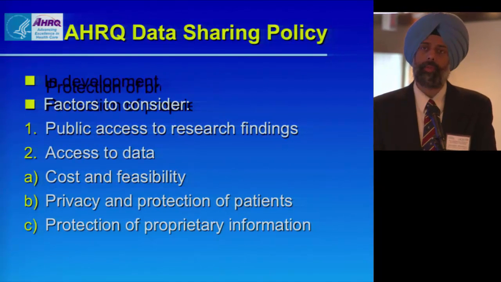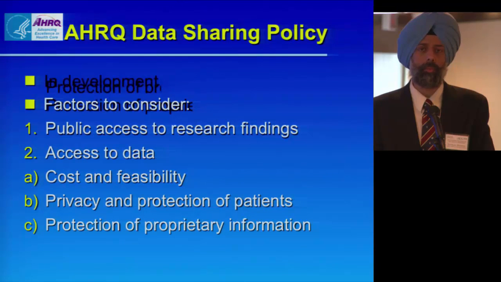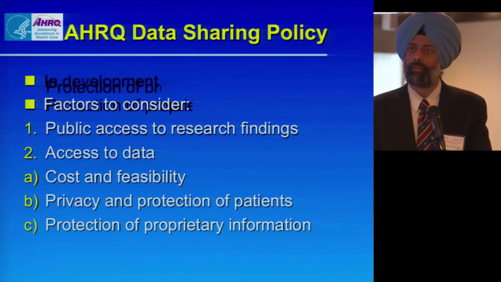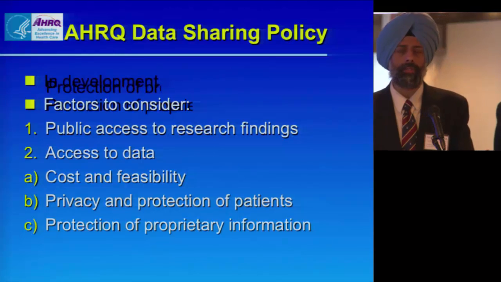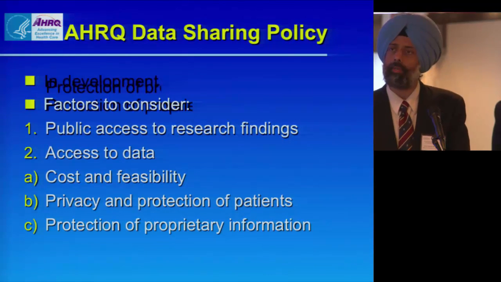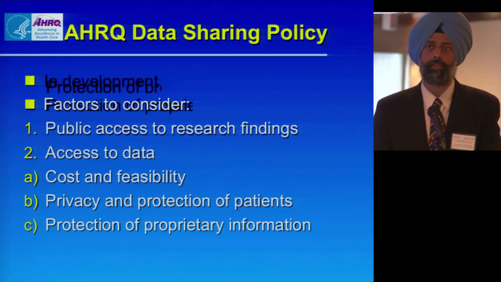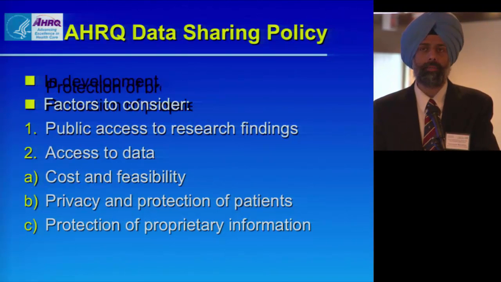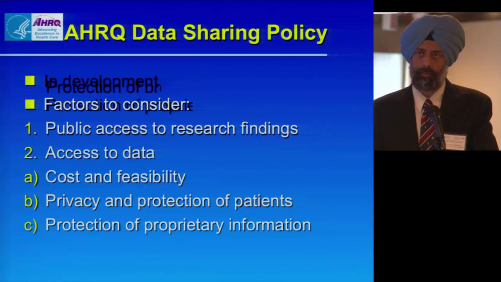But there are factors that we have to consider, and you've heard some of them. When do we release the research findings to the public? What's the cost and feasibility of sharing the data? And the major issues, I think, are also the privacy and confidentiality of the patient's data. And often we deal with healthcare delivery organizations, so there is proprietary information to be considered. So it's not a simple sharing of data amongst researchers that we have to think about.